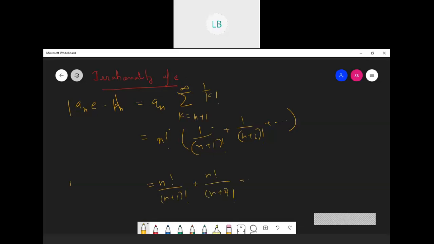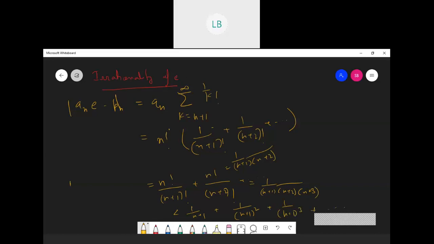Now the first term is equal to 1 by n plus 1. The second term is 1 by (n plus 1) times (n plus 2), which is less than 1 by (n plus 1) whole square. Again the third term is 1 by (n plus 1) times (n plus 2) times (n plus 3), which is less than 1 by (n plus 1) whole cube, right? And we can go on so.